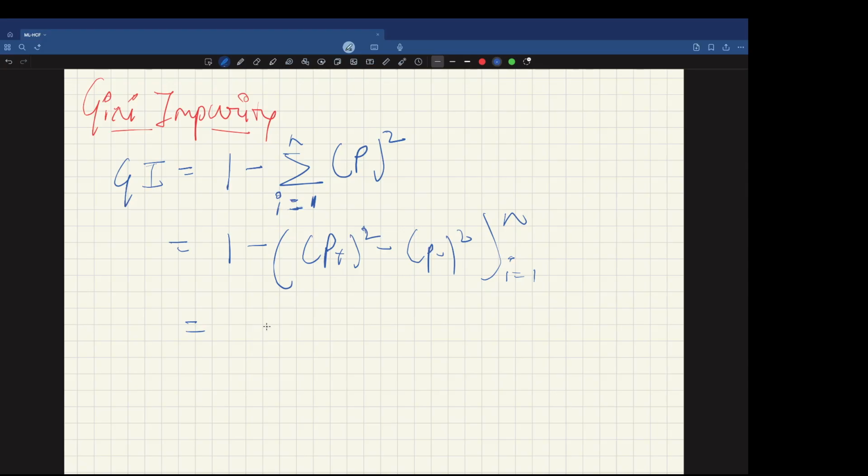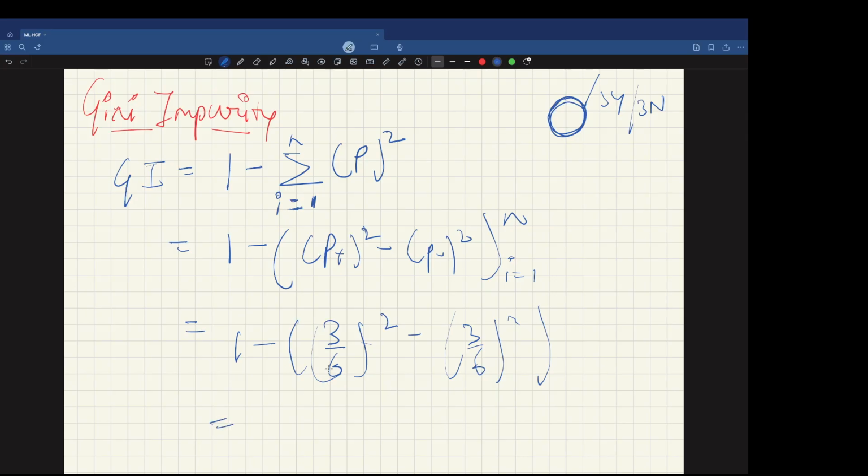So let's say we have a condition node with 3 yes and 3 no. If you put 3 yes, 3 no, what you will get? 1 minus 3 by 6 positive case squared minus 3 by 6 negative case squared. That is half, half. Half squared is 1 by 4, 1 by 4 plus 1 by 4 is 2 by 4, which is 1 by 2. So 1 minus 1 by 2 is 1 by 2. Are you getting my point? That is nothing but 0.5.